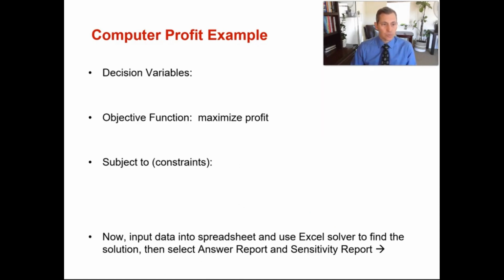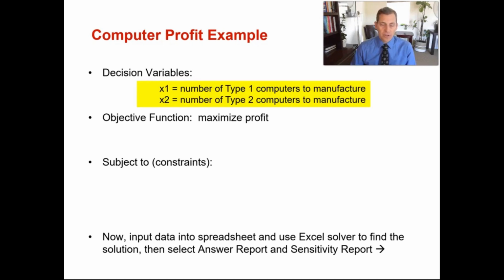So let's quickly recap everything that we talked about on that overview of computer profit. So our decision variables are what? These are the quantities and types of computers that we want to manufacture. So X1 is your number of type 1 computers to manufacture, and your X2 is your type 2 computers. I think I said this in the last lecture recording, but if I don't tell you X1, X2, X3, then just go in order of what is provided to you.